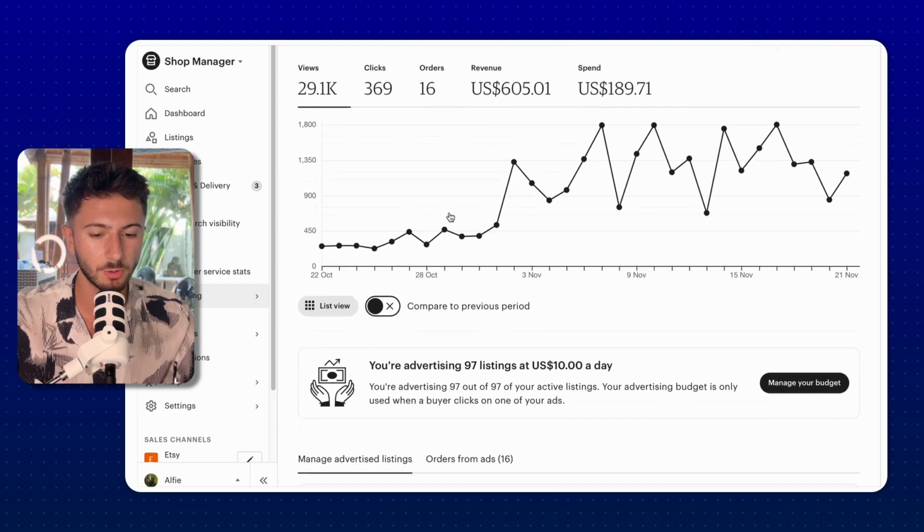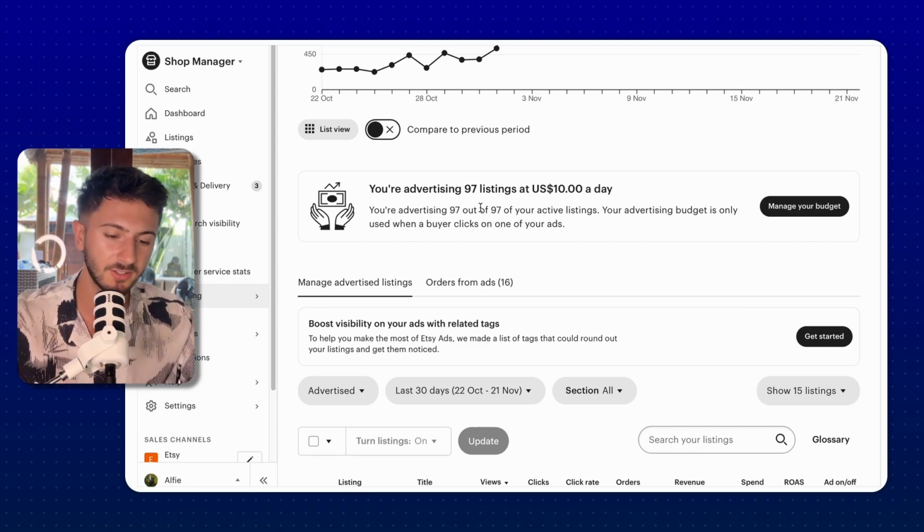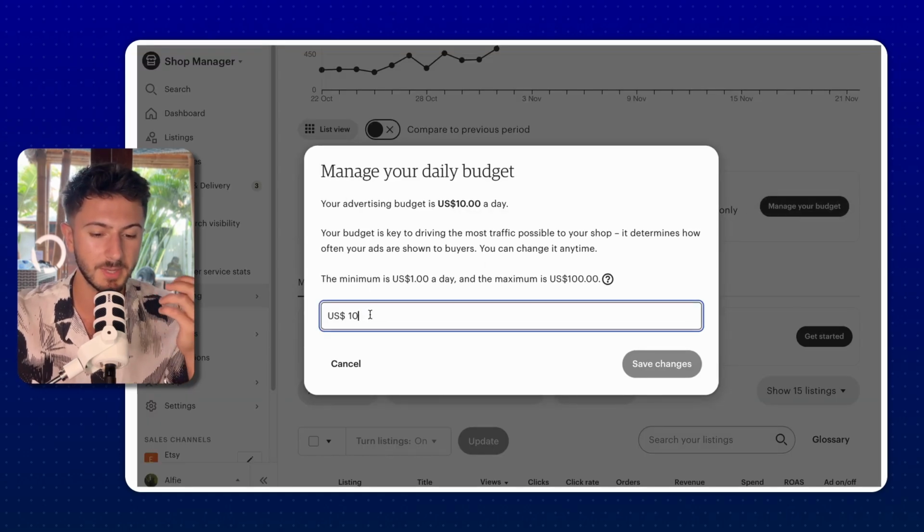And so if you scroll down, it will then show you how many listings you're advertising and at what daily budget you're advertising those listings with. So this is also the section where you can go in and manage your budget and change it at any point. The minimum daily budget that you can set is $1 and the maximum is $100.